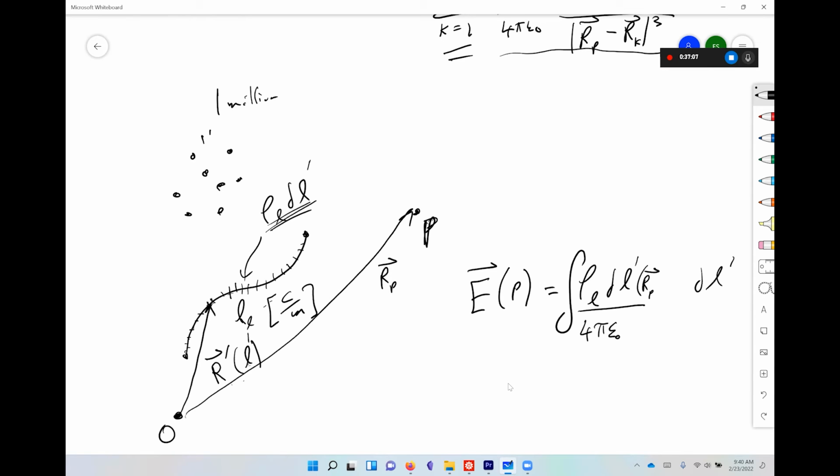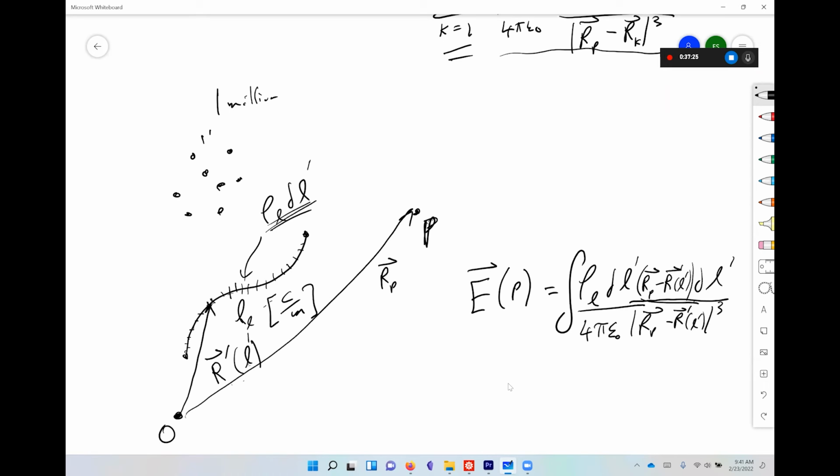Is a constant vector minus R prime L prime over Rp minus R prime L prime. The notation might differ in the textbook. I'll check on it later. Cubed, and it becomes an integral.